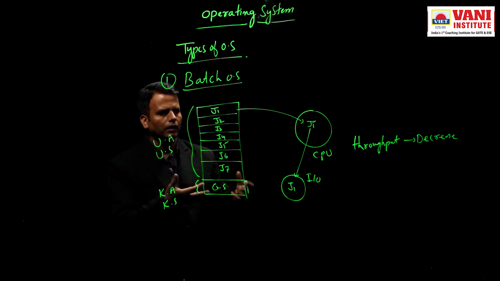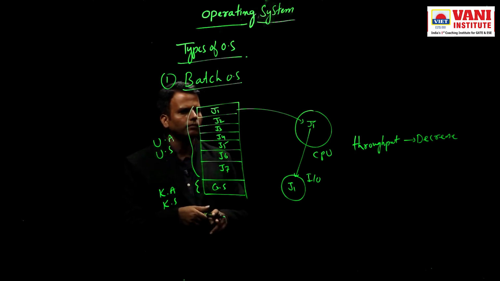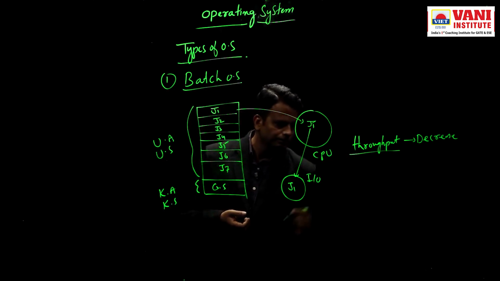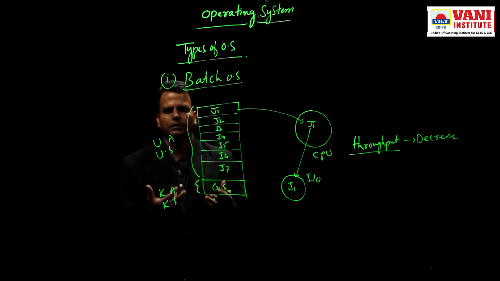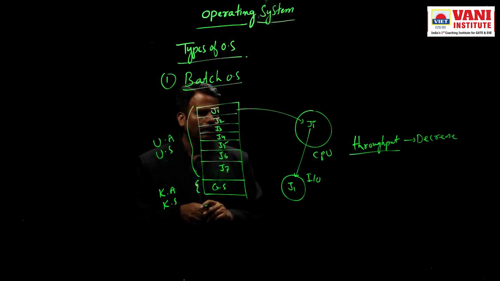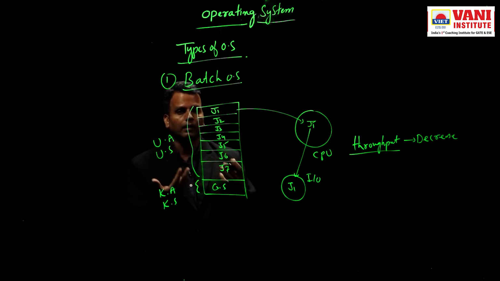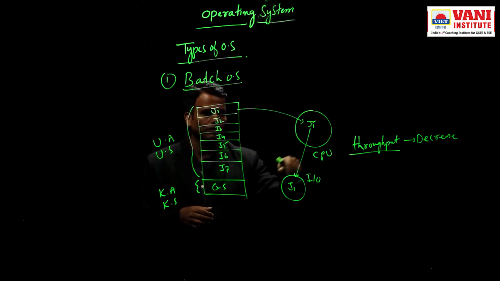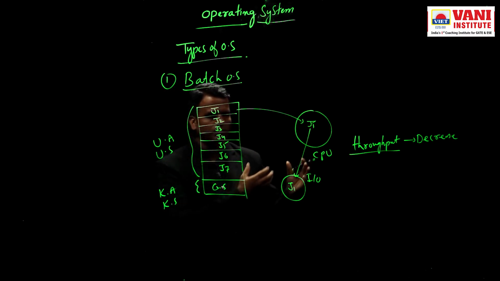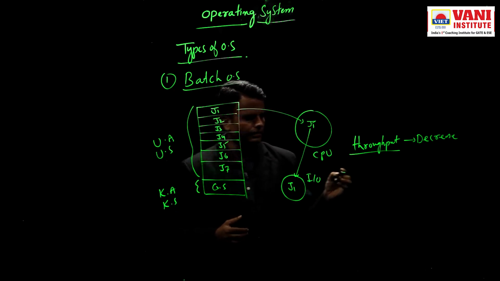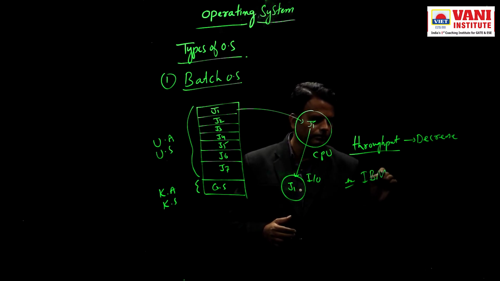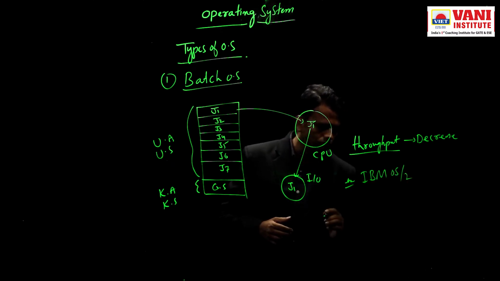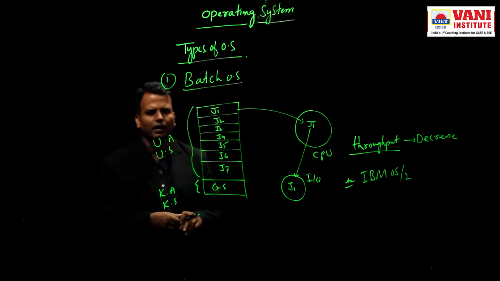As we are discussing the different operating systems, generally we are concentrating on this point only. What is happening here? If a job is going for IO, the CPU remains idle. The operating system will not schedule another job until this job finishes its execution. So the final conclusion is that throughput is decreasing. An example of such an operating system is IBM OS/2.